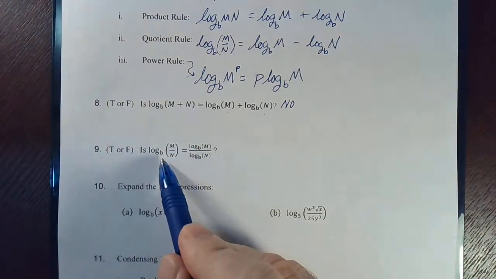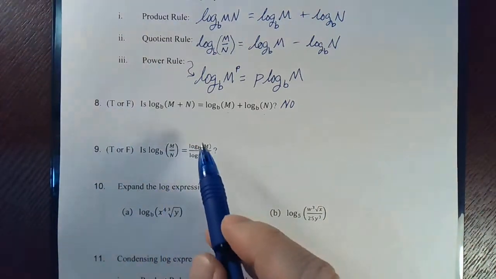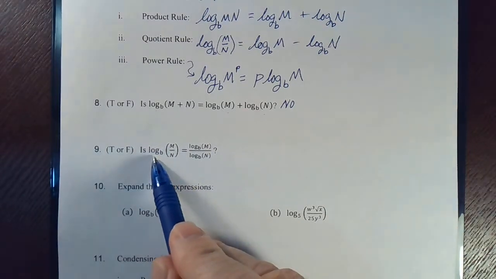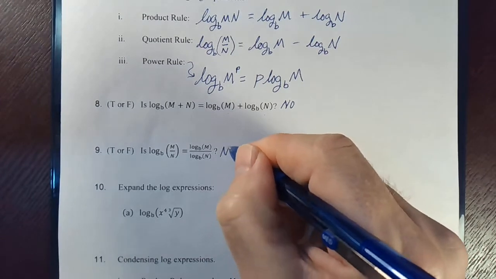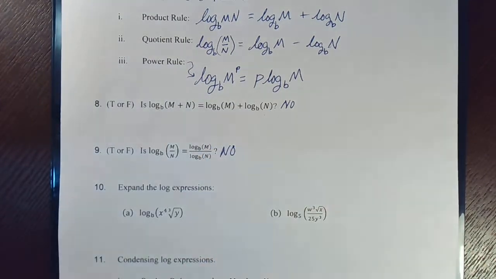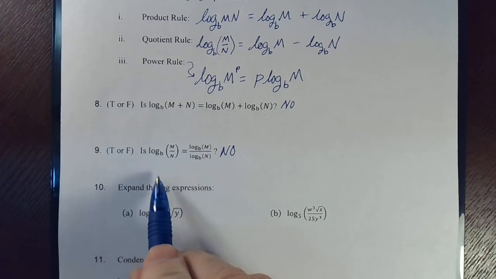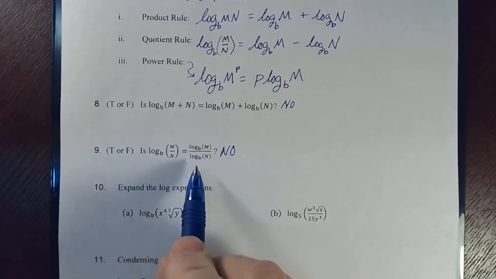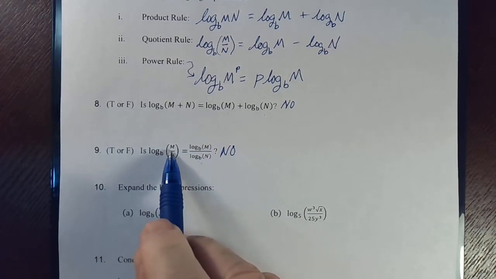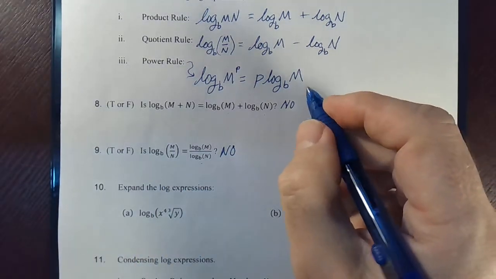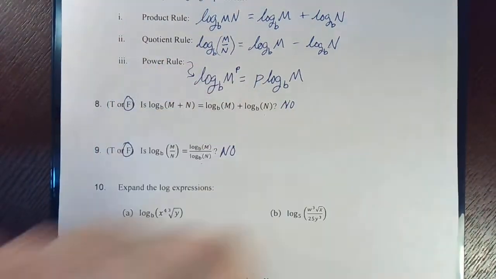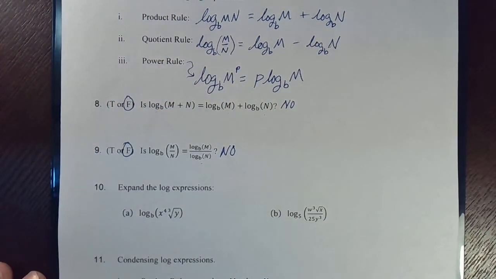Number 9, is log base b of the fraction m over n equal to log base b of the numerator over the log base b of the denominator, like this? No, absolutely not. We do not have a formula for either of these two. How could we fix this? Well, we could change the right-hand side to be log base b of m minus log base b of n by using the quotient rule. Okay, well, actually, this was true or false, so I'm going to circle F for false in both of those.